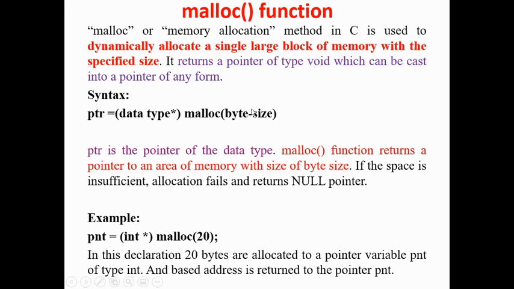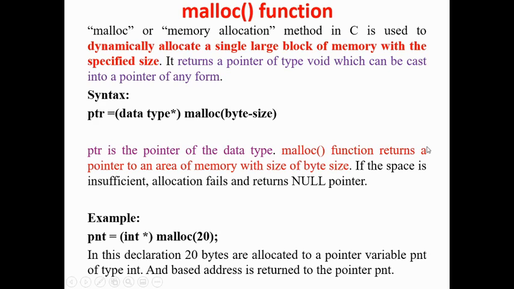If you give 20, 20 bytes will get allocated. If you give 30, 30 bytes will get allocated. So the malloc function allocates the 30 bytes and returns the base address of this allocated memory space. That is typecast using the typecasting operation, and it gets stored in the pointer variable ptr. ptr is the pointer of the data type.